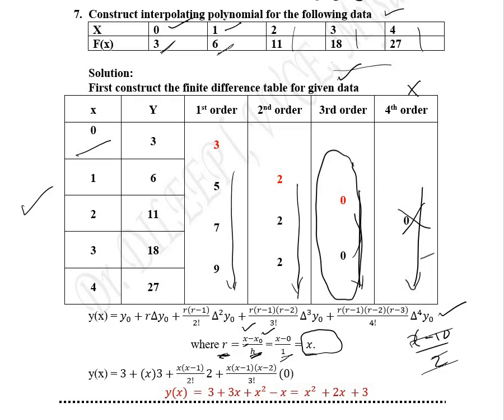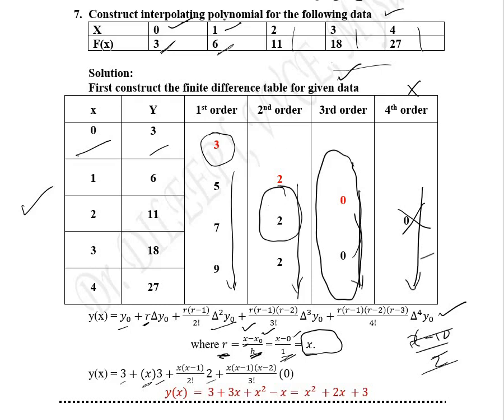But in this problem, x0 is 0, step length is 1. So r in terms of x is x only. Now substitute everything. Y0 means the initial value of y. Substitute here, I am going to substitute r in terms of x only. Delta y0 means the first value in the first order of our difference, that is 3. Delta square y0 means the first value in the second order of our difference, that is 2.